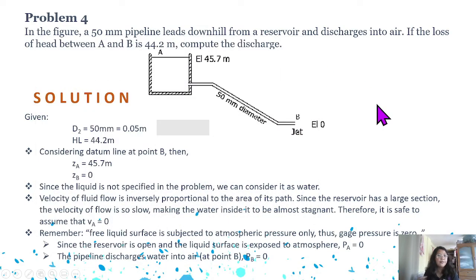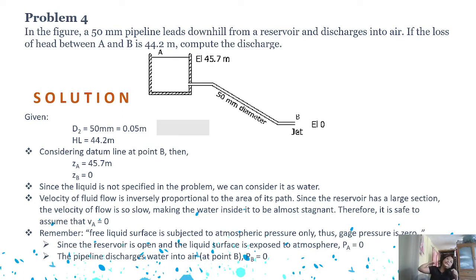Okay, for problem number 4. In the figure, a 50 millimeter pipeline leads downhill from a reservoir and discharges into air. If the loss of head between A and B is 44.2 meters, compute the discharge.